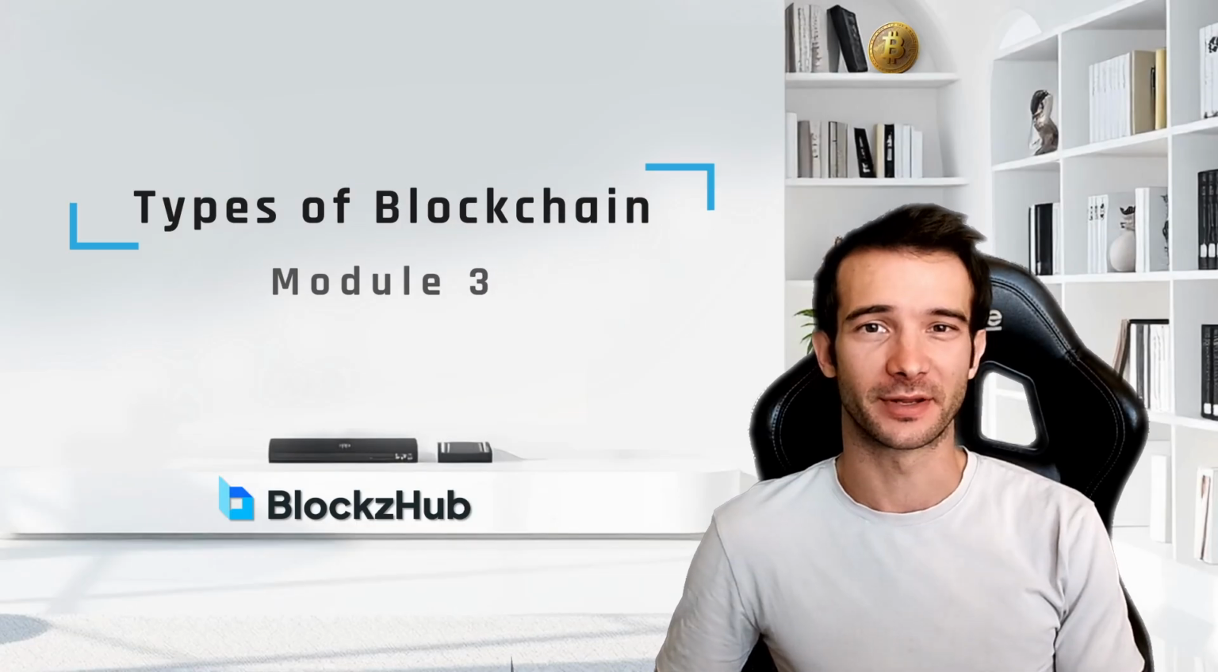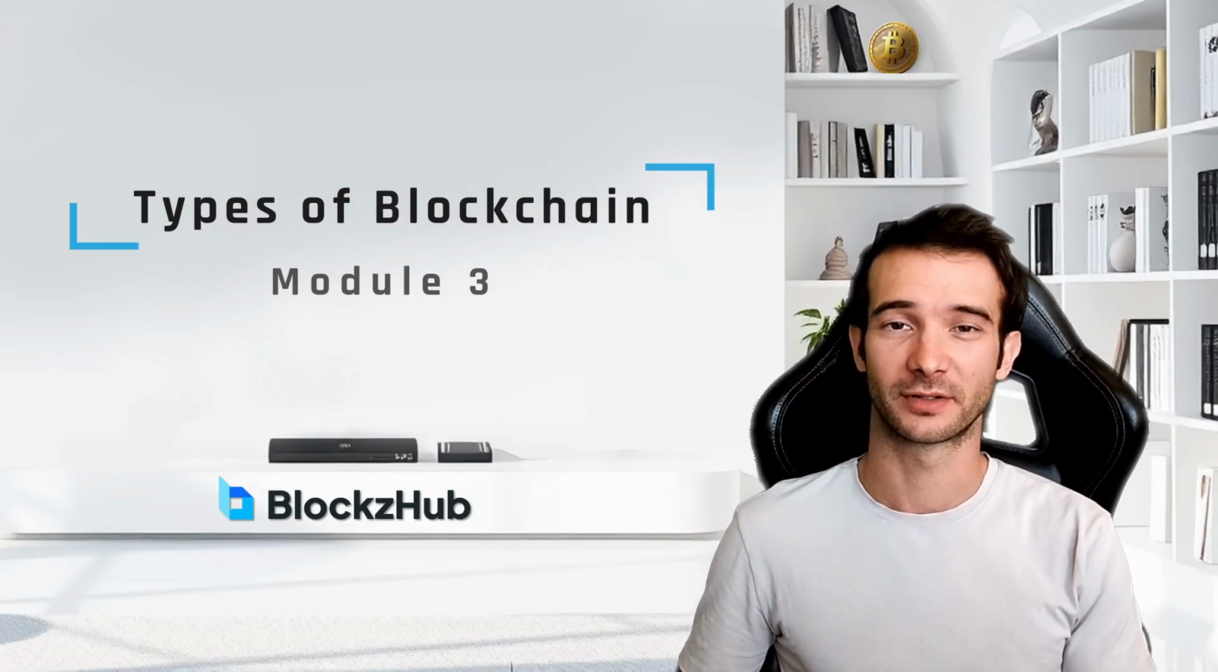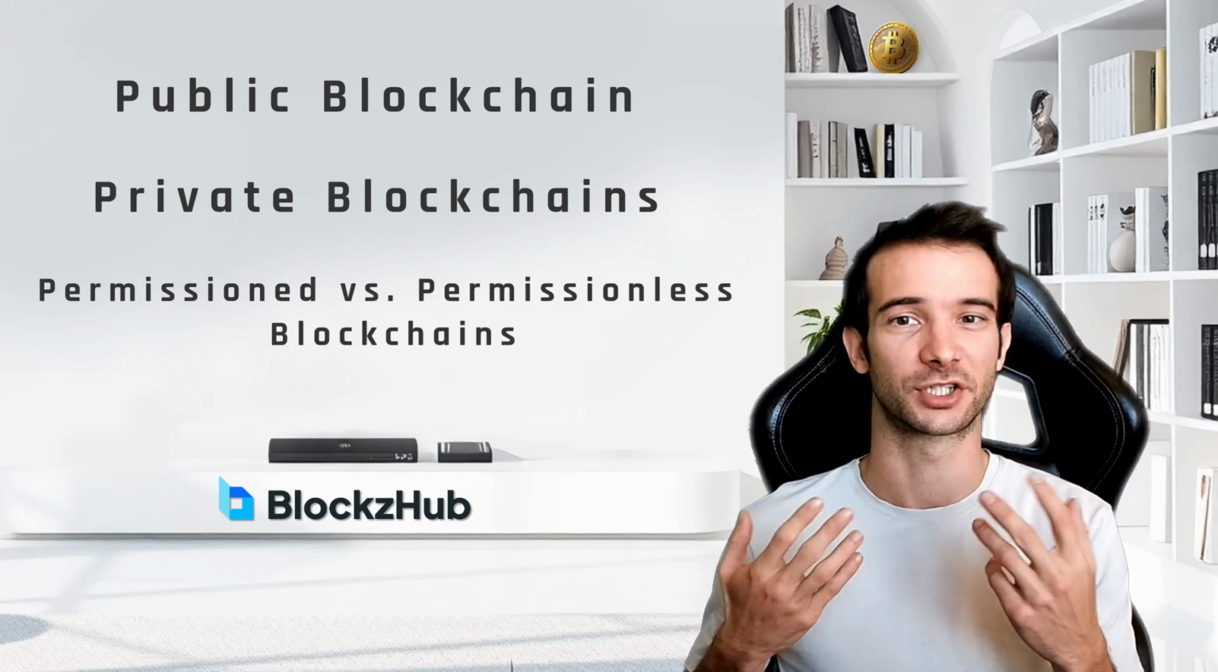Welcome to our third and final part of this series on what is blockchain. Today we'll be covering the different types of blockchain, including the public versus private blockchains, the permissioned versus permissionless blockchains, and examples of each type.